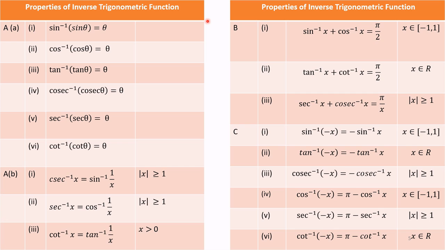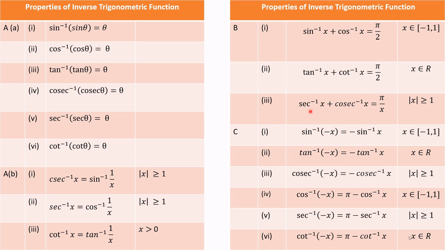Further, we'll continue with the properties. The next property, in group B, is sine inverse of x plus cos inverse of x is equal to pi by 2, and here x belongs to -1 and 1. The boundaries of the value of x are fixed as -1 and 1. Similarly, tan inverse of x plus cot inverse of x is equal to pi by 2, where x belongs to the real numbers, R.